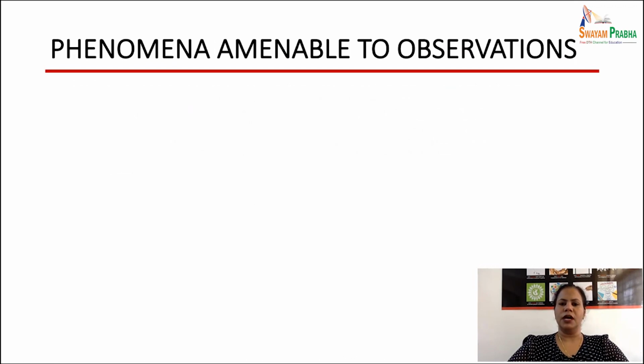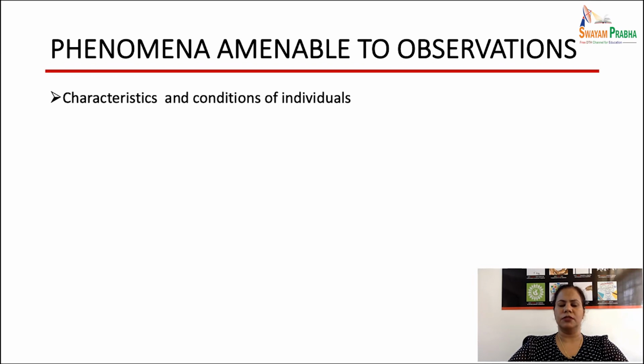Now, which are the phenomena which are amenable to observation? We should know which phenomena we can observe. The first one is characteristics and conditions of the individuals. We can observe a number of characteristics and conditions. For example, for a person who is coming to the hospital, you can assess their body build, their body structure, and even their gestures. A person's emotional well-being can be assessed and observed.